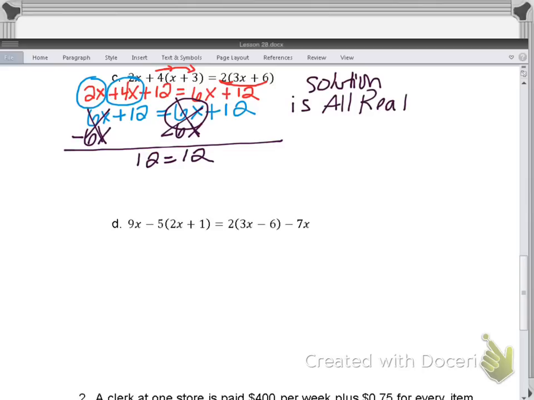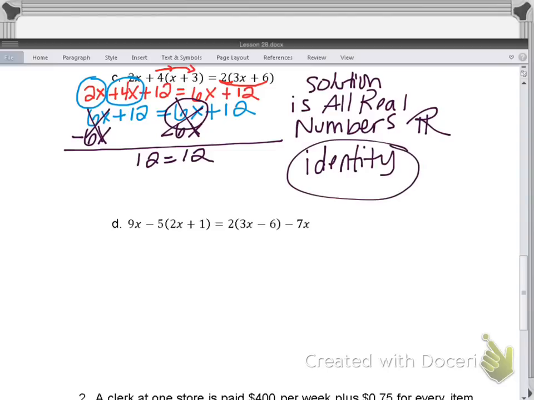And what this means is that you could put any number in for x. You could plug in any number on the spectrum in for x, and this equation would still be true. And this is what we call an identity solution.